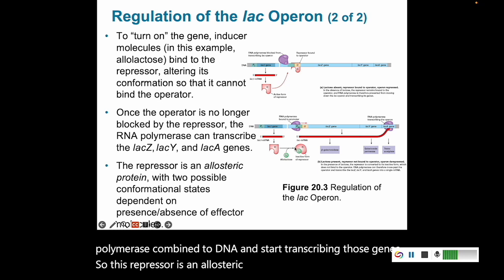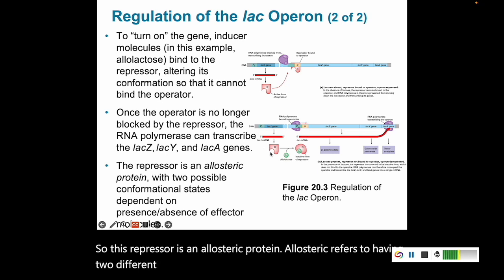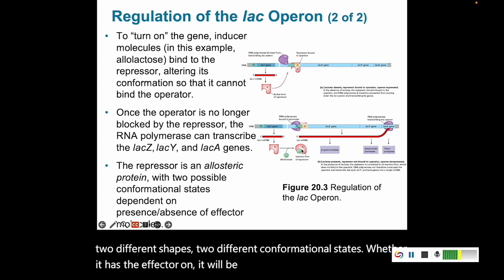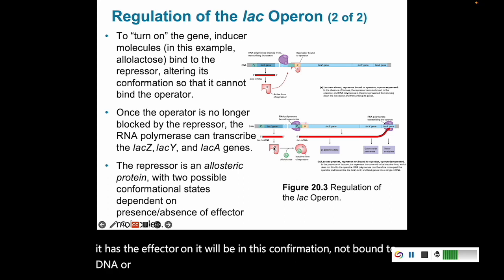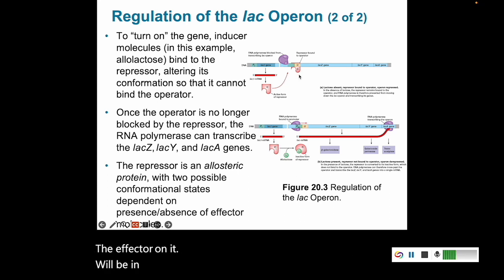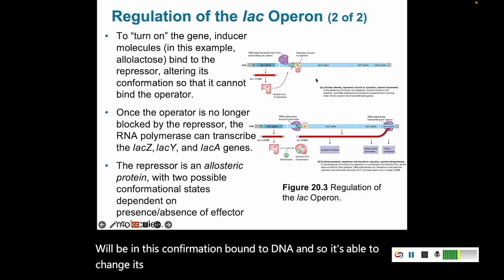Allosteric refers to having two different shapes, two different conformational states. Whether it has the effector on it, it'll be in this conformation, not bound to DNA, or if it does not have the effector on it, it'll be in this conformation, bound to DNA. And so it's able to change its shape to control RNA transcription.